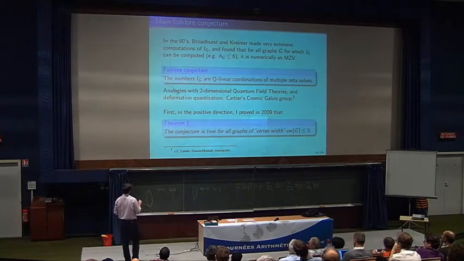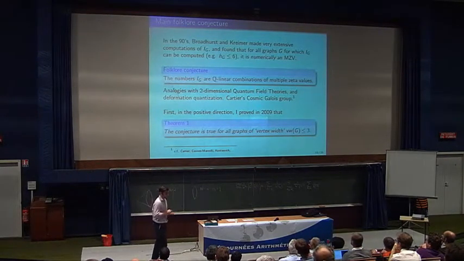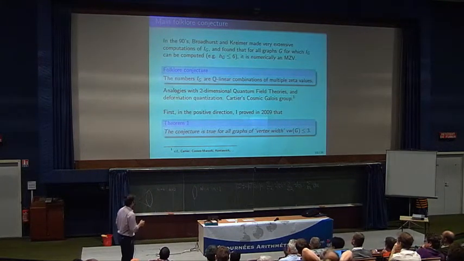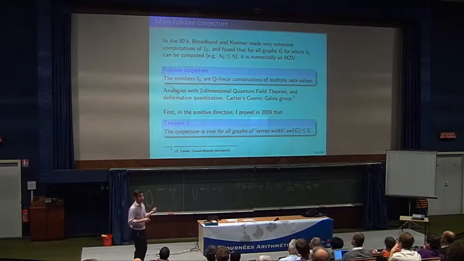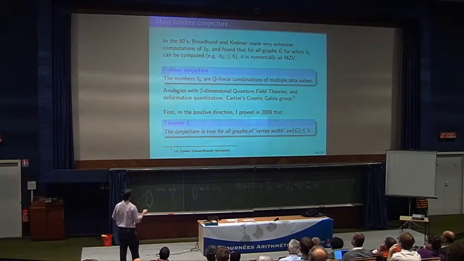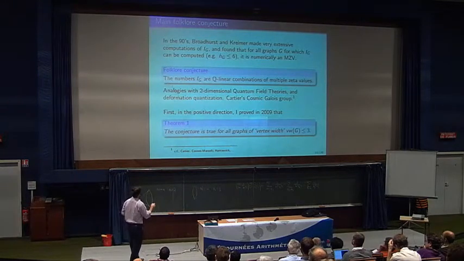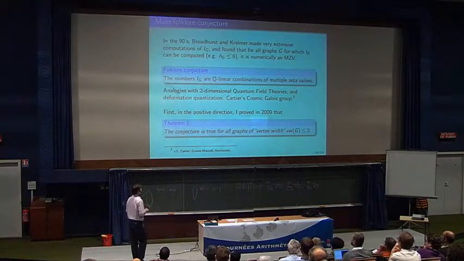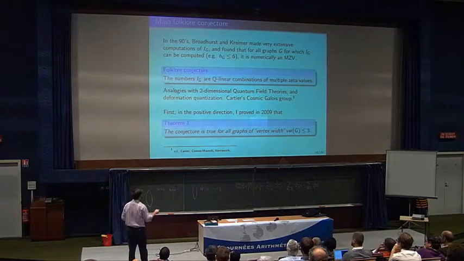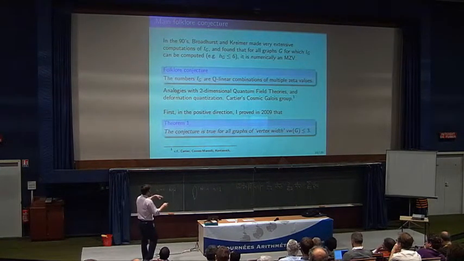Another reason for coming up with this conjecture is because there are two-dimensional quantum field theories and conformal field theories in which it's actually known that the Feynman integrals always give multiple zeta values. An example of this is the deformation quantization. It's a little bit different, but it certainly gives multiple zeta values in its Feynman integrals. So there were good reasons for believing this to be the case.